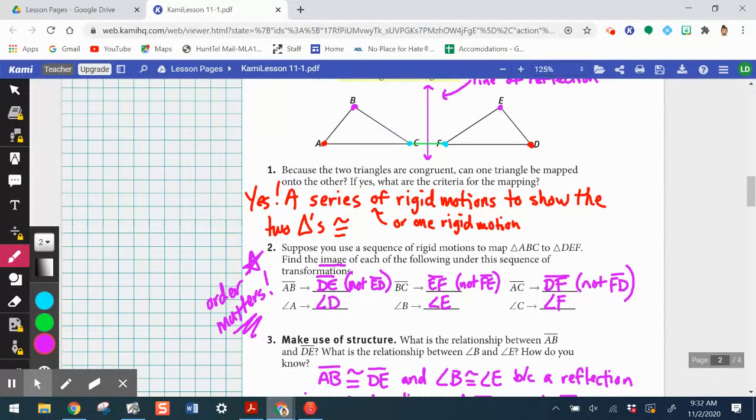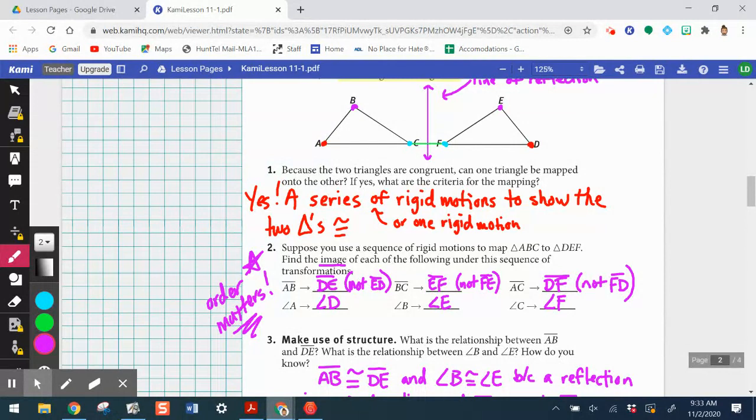So number 2 says, suppose you use a sequence of rigid motions, or one above, to map triangle ABC to DEF. Find the image of each of the following under this sequence of transformations. So in other words, where will point A map to after the reflection? Where will point B map to, or where will line segment AB map to under this reflection? So notice I wrote over here, order does matter. Line segment AB maps to line segment DE.